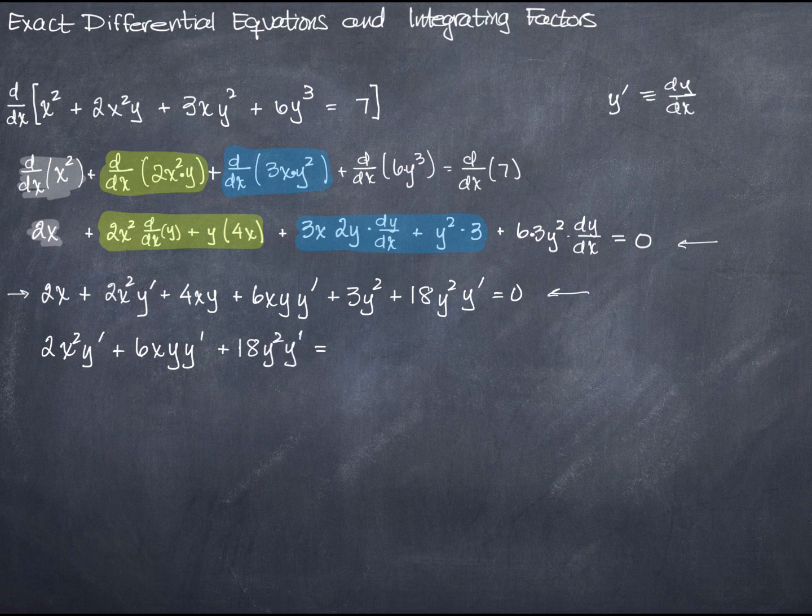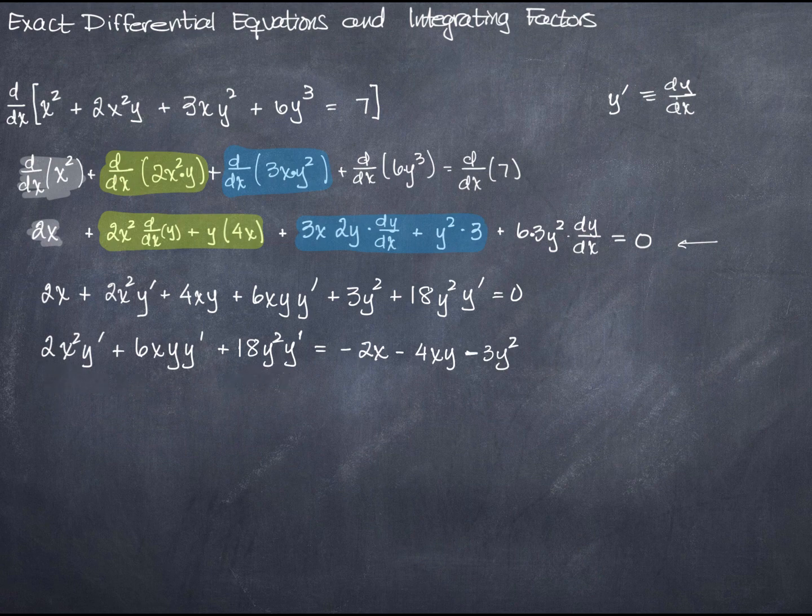At the same time, I'm being lazy now, and I'm assuming that you already know how to do all of this, so I'm also taking some shortcuts. I'm going to subtract from both sides any term that does not have a y prime in it. So I'm going to get my 2x subtracted from the left-hand side and subtracted from 0. 4xy is subtracted from both sides, and 3y squared is subtracted from both sides. So now I have that.